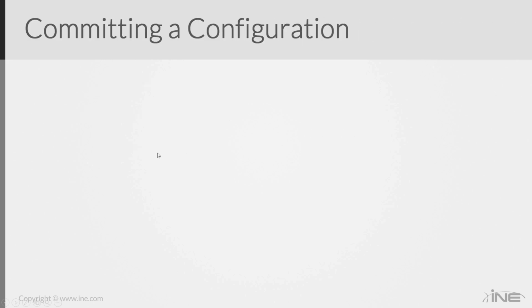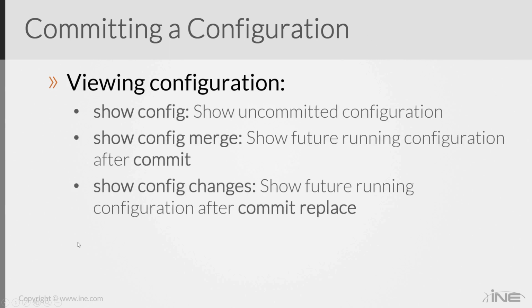Now, committing a configuration is actually really simple. When you are in global config and you want to see what you're about to commit, you can do a show config, and that's going to show uncommitted configuration. You can do show config merge, which shows the future running configuration after a commit, what it will look like. And show config changes, which shows the future running configuration after a commit replace. So you can see exactly what's going to be happening as you move forward.